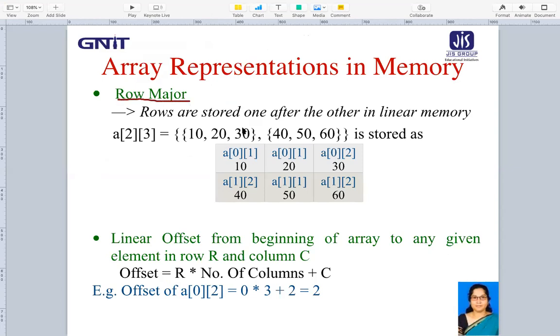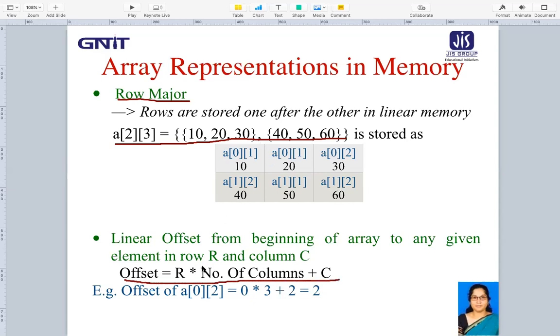See, in the row major representation, the rows are stored one after the other in the linear memory. How? If this is a two-dimensional array, 10, 20, 30, 40, 50, 60, this will be stored in a sequential manner. And if we have to calculate the linear offset from the beginning of the array to any given element, then we have to use this formula.